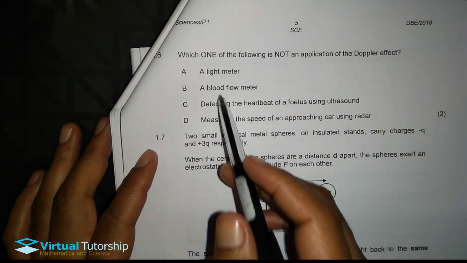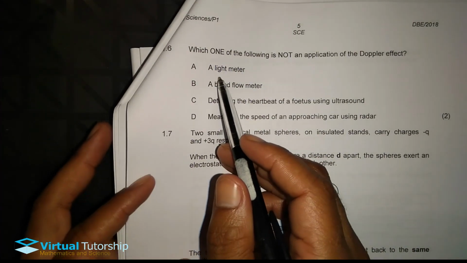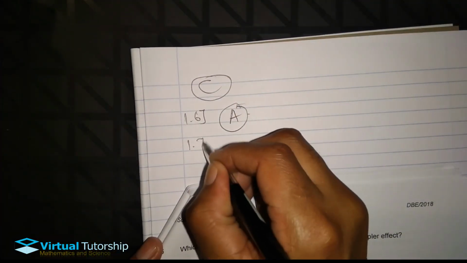These use sound waves. The radar also uses sound waves. This one doesn't use a sound wave, so this one is not an application of the Doppler effect. So 1.7.